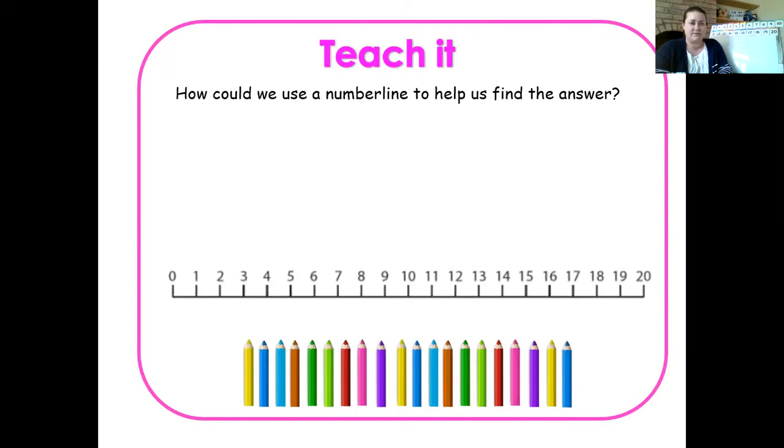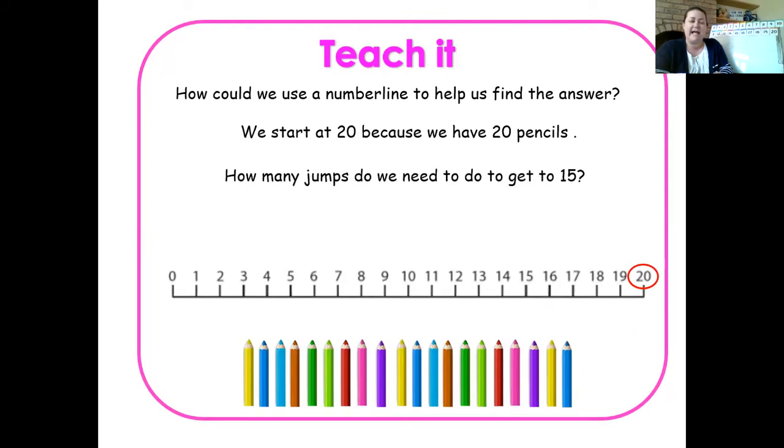So we started with 20 pencil crayons, didn't we? Okay, so we're going to start at 20. So I'm just going to put a little ring around the number 20 to remind me that that's where I need to start. And we need to work out how many jumps do we need to do to get to the number 15. That's really important that you don't count a jump until you have done it. So we're not going to stay on the number 20 and say that's a jump. Okay, we don't count it as a jump until we have jumped from 20 to the number 19.